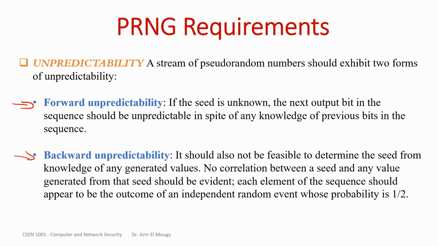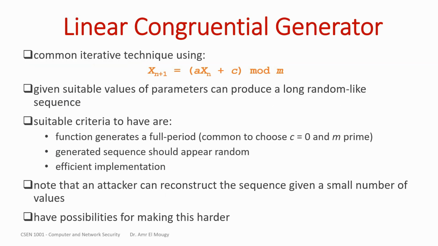Forward unpredictability means that if you have a sequence of bits, you should not be able to predict the future bits that will be produced by the pseudo-random number generator. Backward unpredictability means that if you see the output of the pseudo-random number generator, you should not be able to trace back the output to determine the seed. You should not actually be able to figure out a correlation between the sequence of bits that are produced and the seed itself.